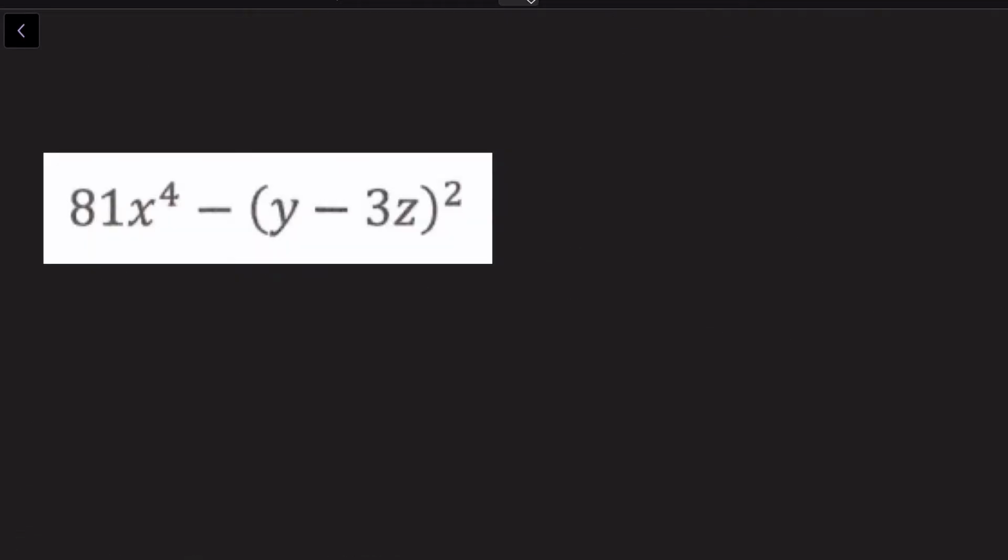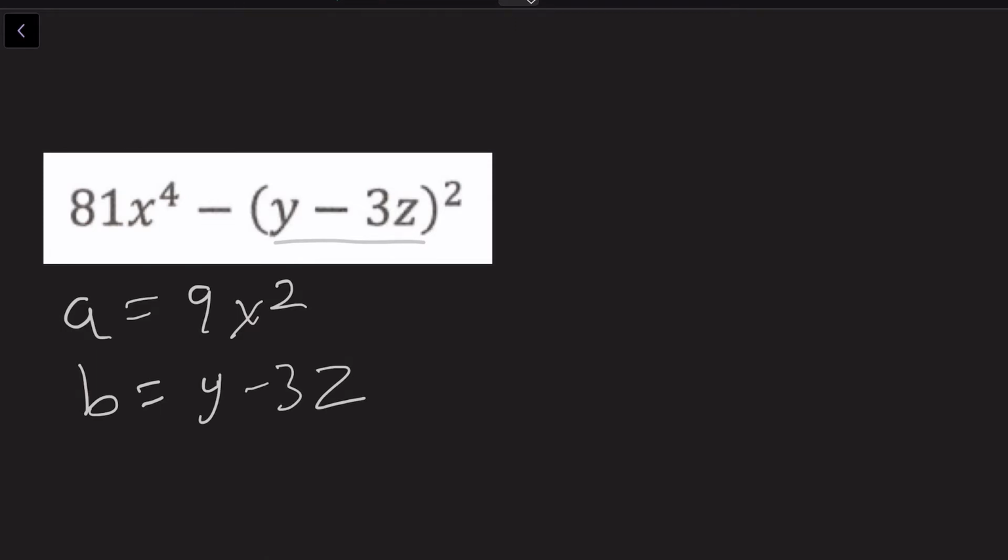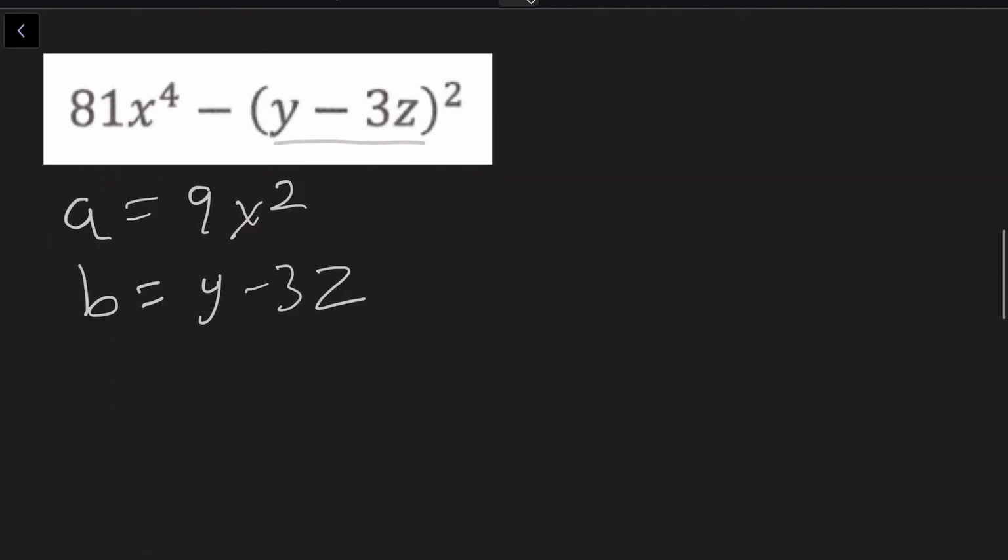Here we have the difference of squares again, because the square root of 81 is 9, and the square root of x to the 4th is x squared. So our a term is just going to be 9x squared. Our b term is going to be easy because we're squaring this particular parentheses. So we're left with y minus 3z as our second term, as our b.